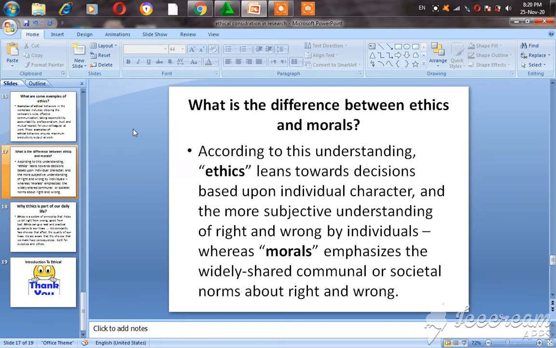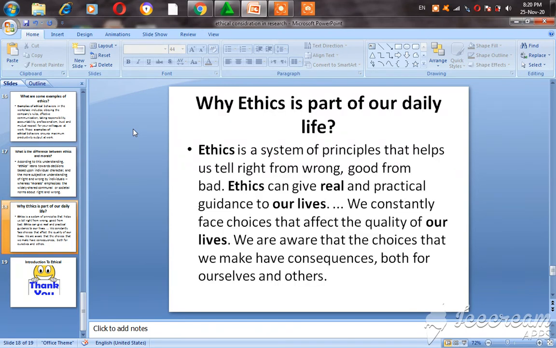What is the difference between ethics and morals? Why is ethics part of our daily life?